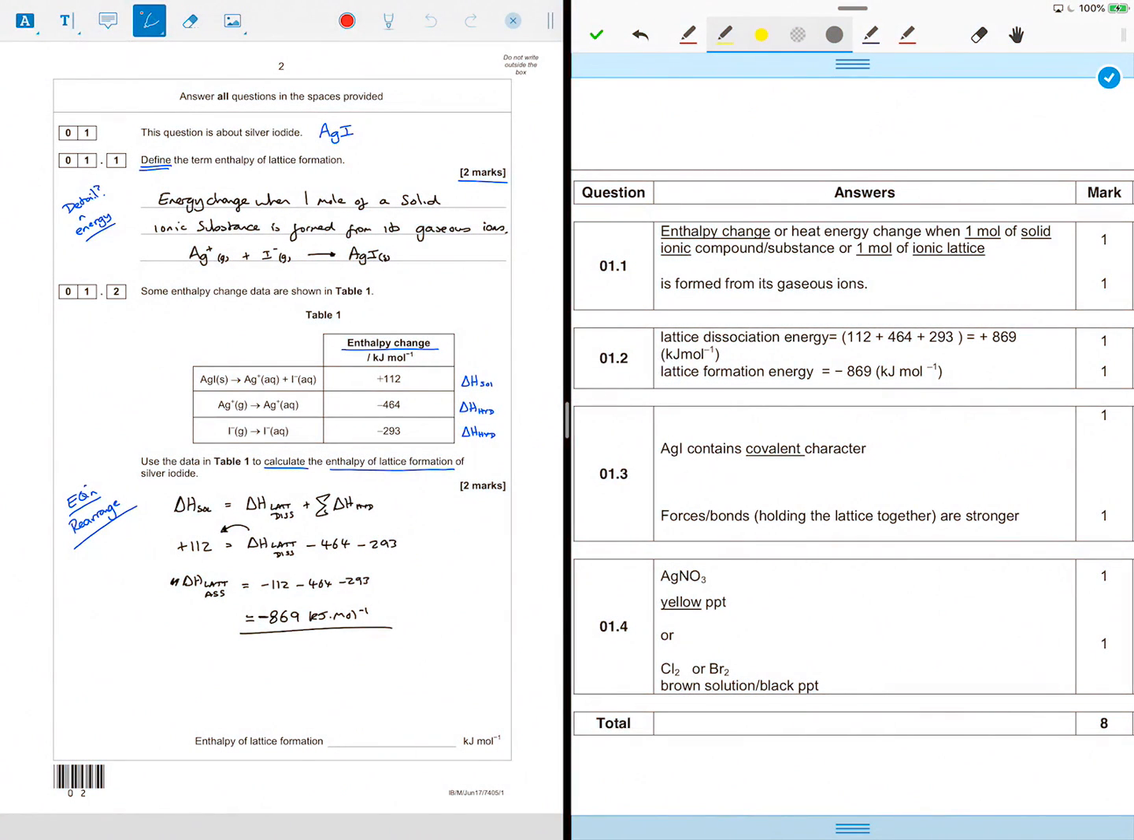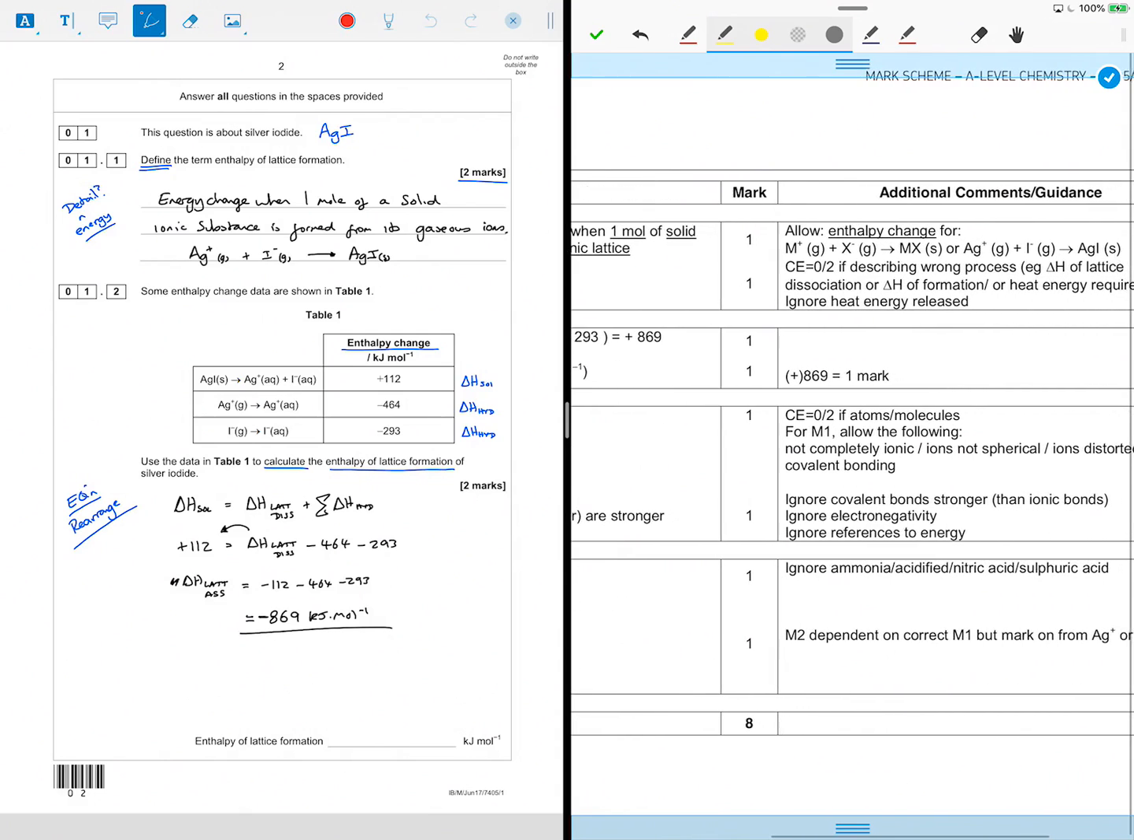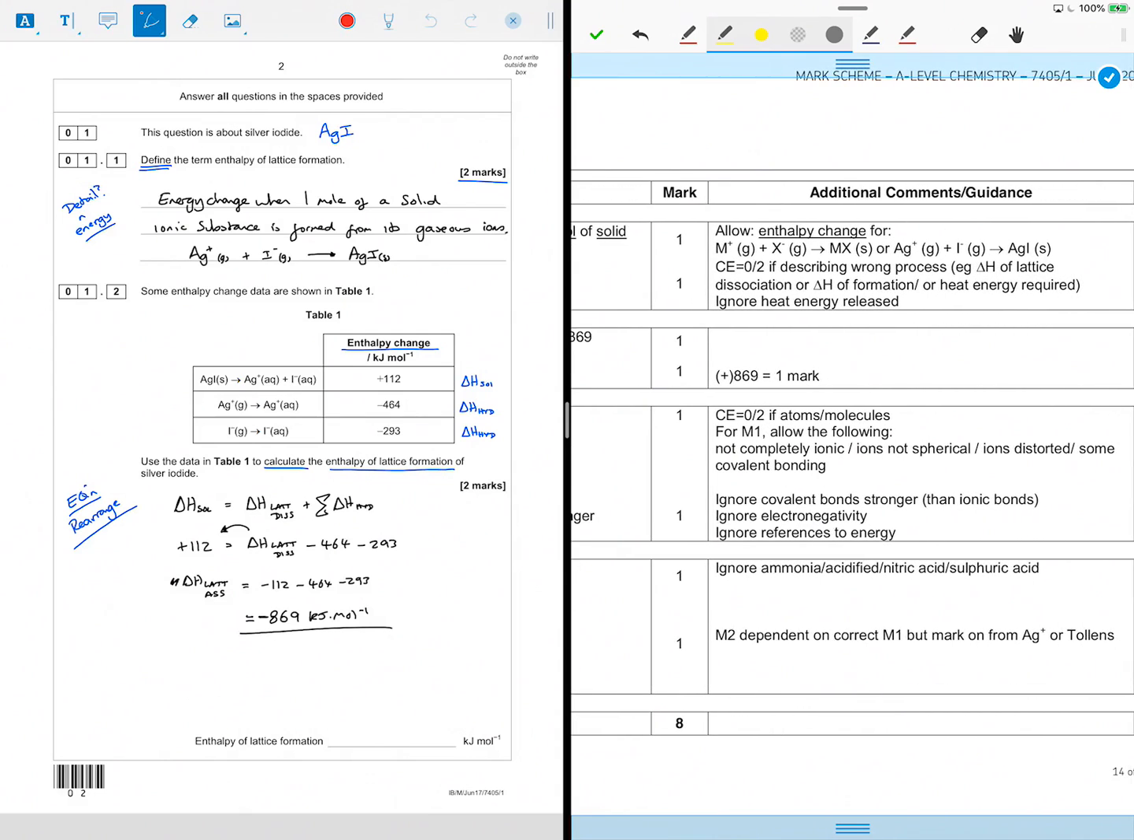The mark scheme for this question 1 then. Define the term enthalpy of lattice formation. So, enthalpy change or heat energy change when 1 mole of solid ionic compound is formed from its gaseous ions. Now, I didn't say enthalpy change, I said energy change. Does it accept that? Allow enthalpy change?